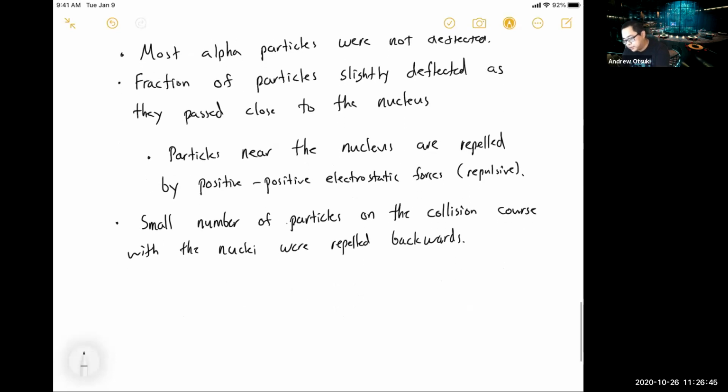So the last point is talking about how the nucleus is very small compared to the rest of the atom. So the nucleus is a mere fraction of the total volume of the atom. Okay.